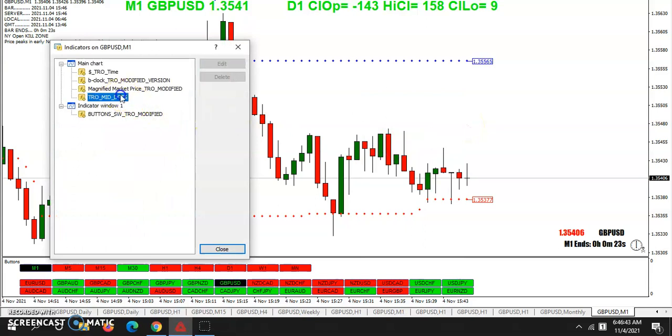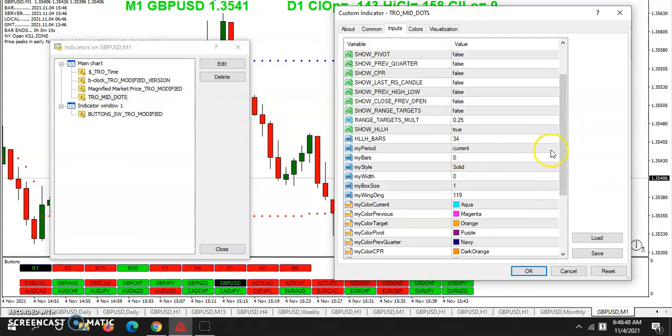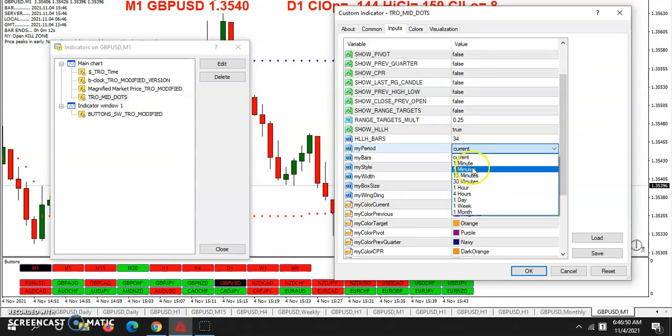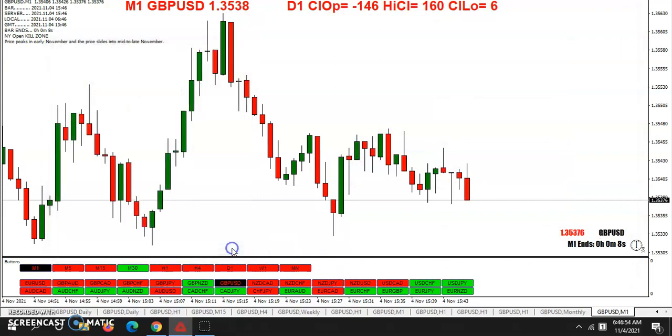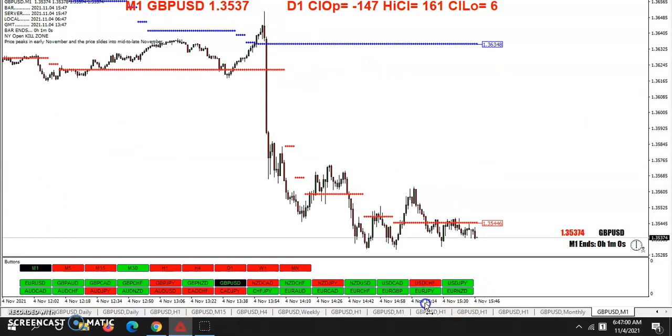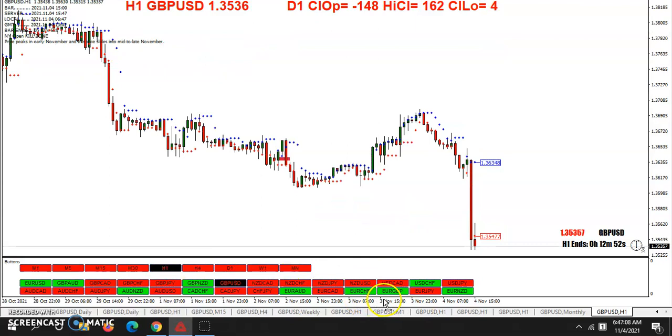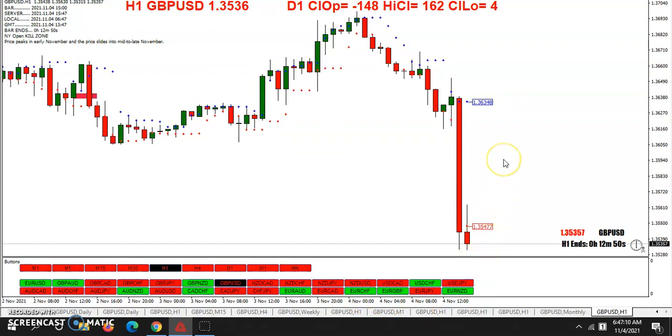Now, also with the mid dots, you can use different periods. So for example, you could put the 5-minute dots up on the M1, or you could have the 5-minute dots on H1 to see where they are, to see where you make your entries.